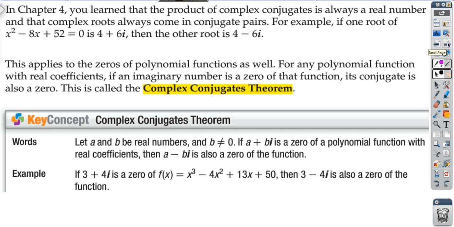And there's something called the complex conjugates theorem. What that basically says is if you know one of the complex numbers that's a 0, for example, 4 plus 6i is a 0, then it's guaranteed that its conjugate will also be a 0. 4 minus 6i will also be a 0. So for example, if I know that negative 2 plus i is a 0 of a function, I know that negative 2 minus i is also a 0. The name for that is called the complex conjugates theorem. That's helpful because if we know one 0, we get another one for free, basically.